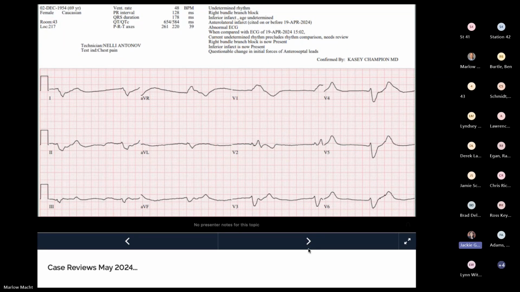Her initial rhythm is this on 12 lead. Remember when you guys were looking at the pre-hospital EKGs, we were starting in the upper limits of 400s. Now her QTC is 584. Next.